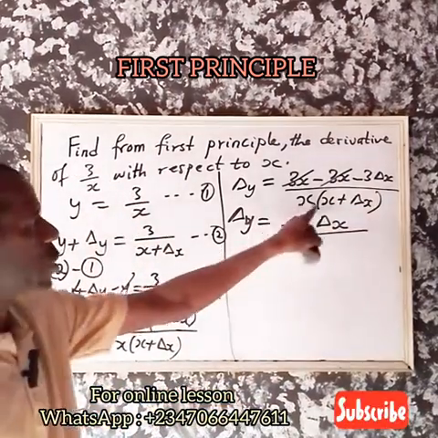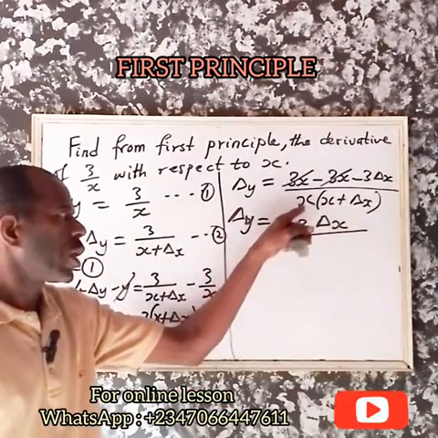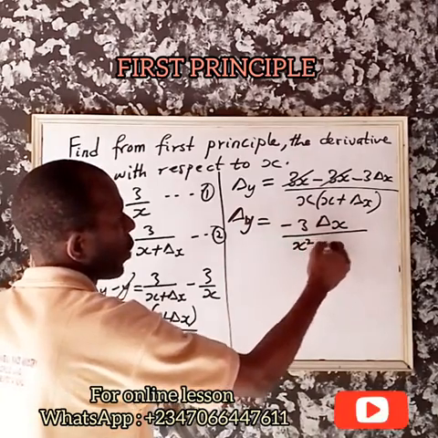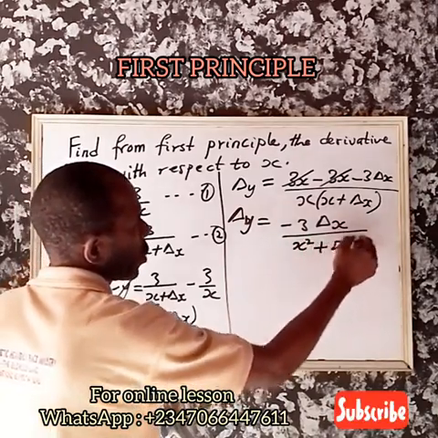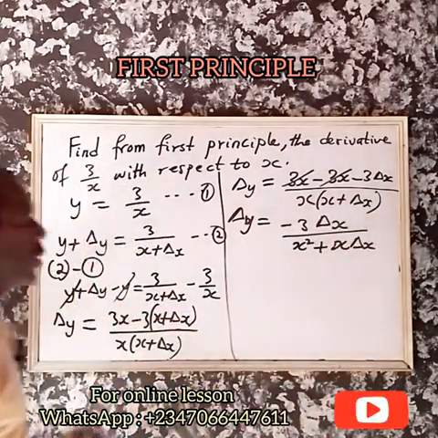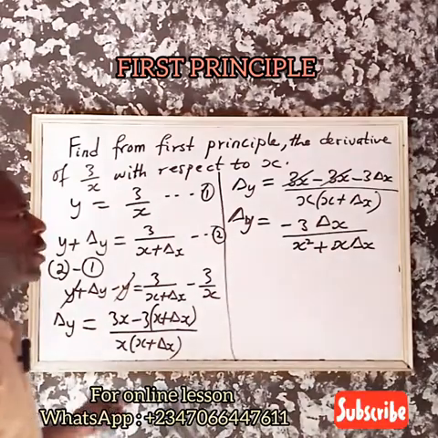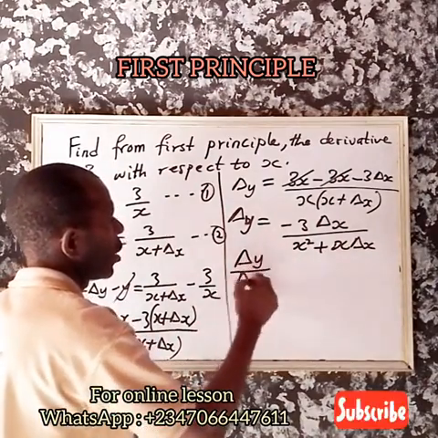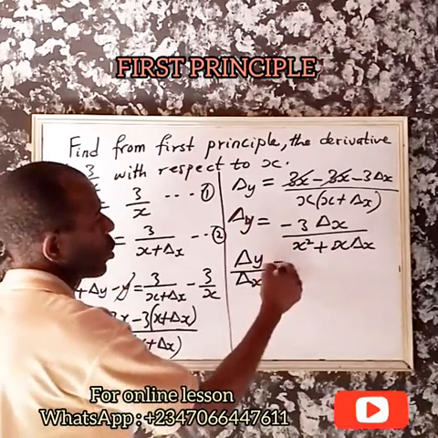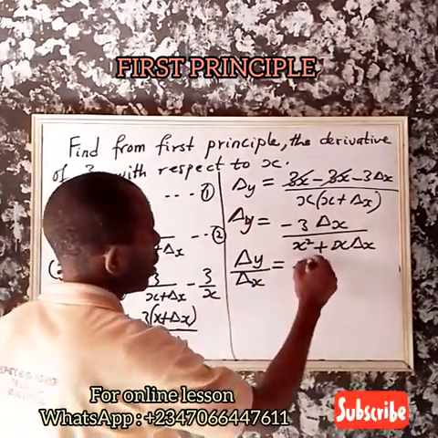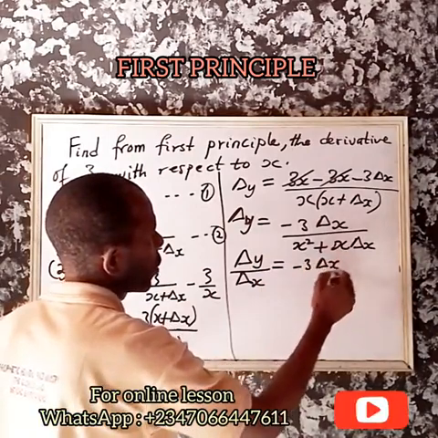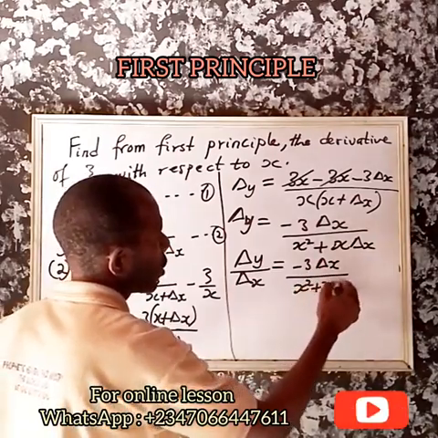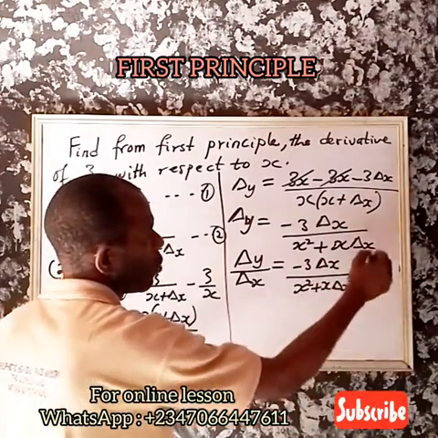Now let's multiply this denominator by this x. So let's open the brackets. We're going to have x squared, then plus x delta x. Now the next step is to divide both sides by delta x. We have delta y all over delta x equal to, the right-hand side becomes negative 3 delta x, everything over x squared plus x delta x, times 1 all over delta x.